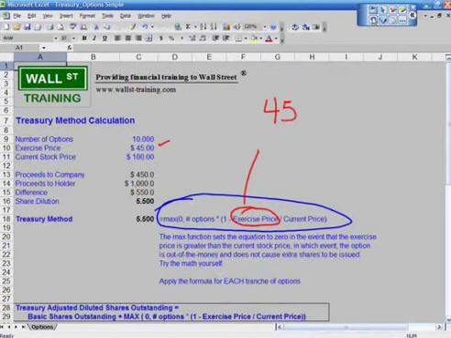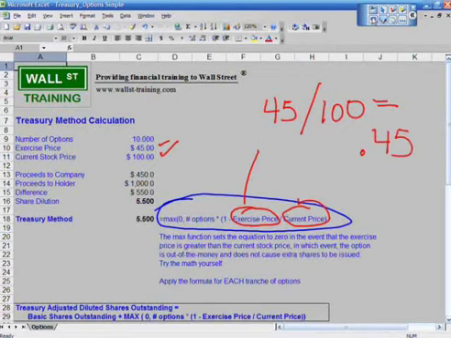Now, what is the current price? The current price is $100. That's the 100. So 45 divided by 100 equals what? This equals 0.45. Now, let's take a look at the next part of this equation. We have 1 minus this particular quotient. So 1 minus that, 1 minus 0.45 equals 0.55.